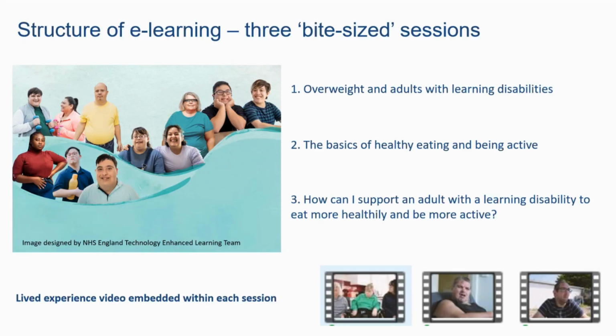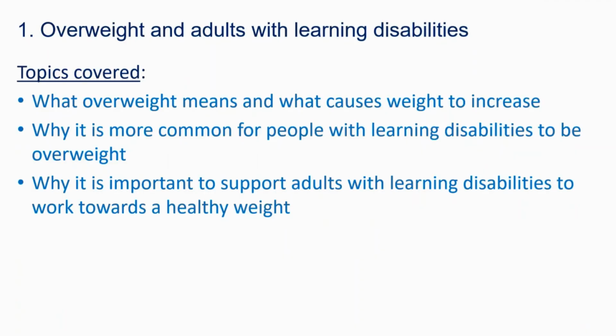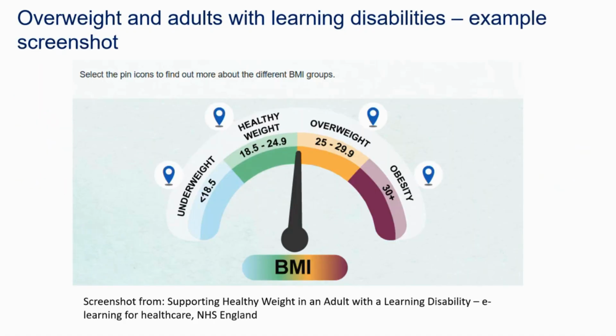And I'm just going to go through each of these and show you a screenshot from each of these sessions next. So next slide, please. In the first session on overweight and adults with learning disabilities, the topics that we cover are what overweight means and what causes weight to increase, why it's more common for people with learning disabilities to be overweight, and why it is important to support adults with learning disabilities to work towards a healthier weight. Next slide, please. This is just a screenshot which the amazing team at NHS England Technology Enhanced Learning developed. It just shows you there's lots of colourful images. It's not just text. It's really well designed.